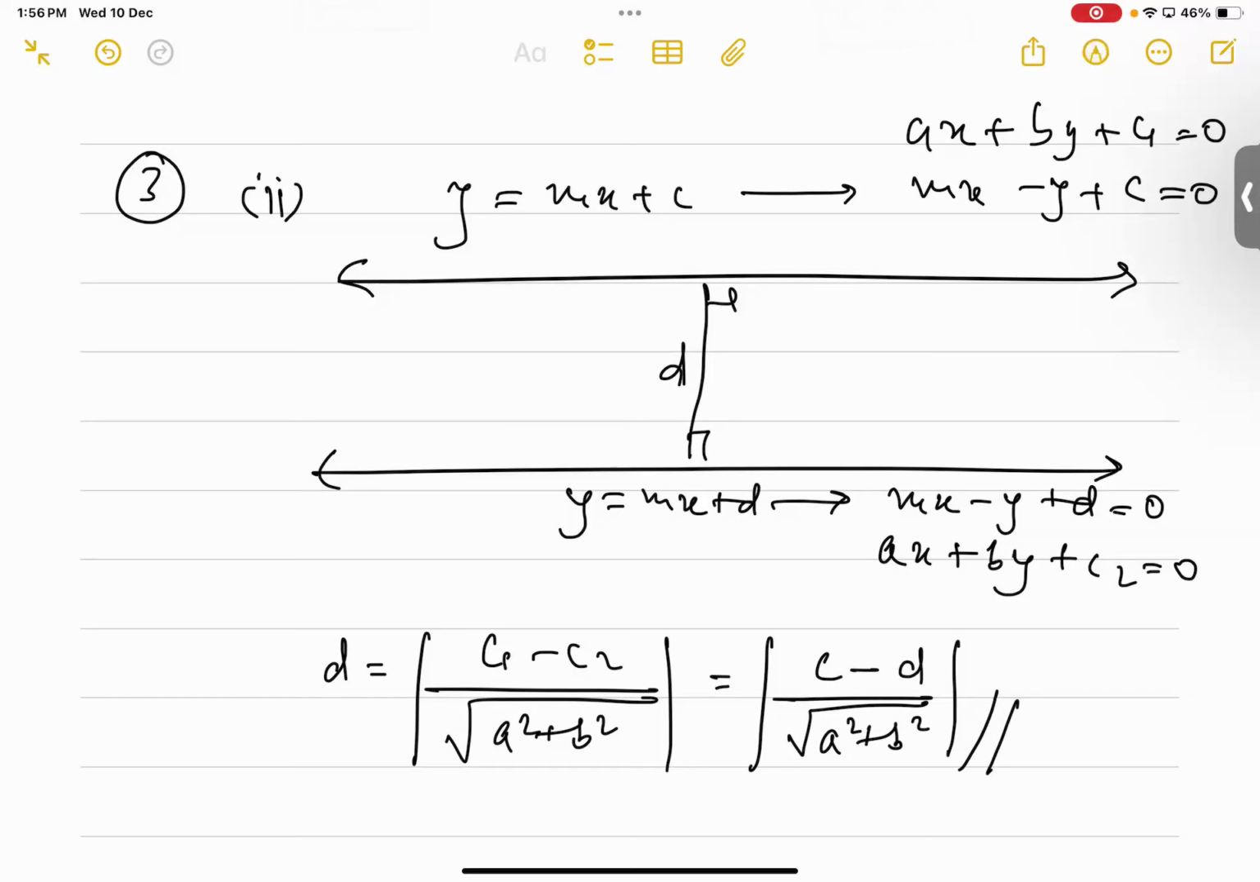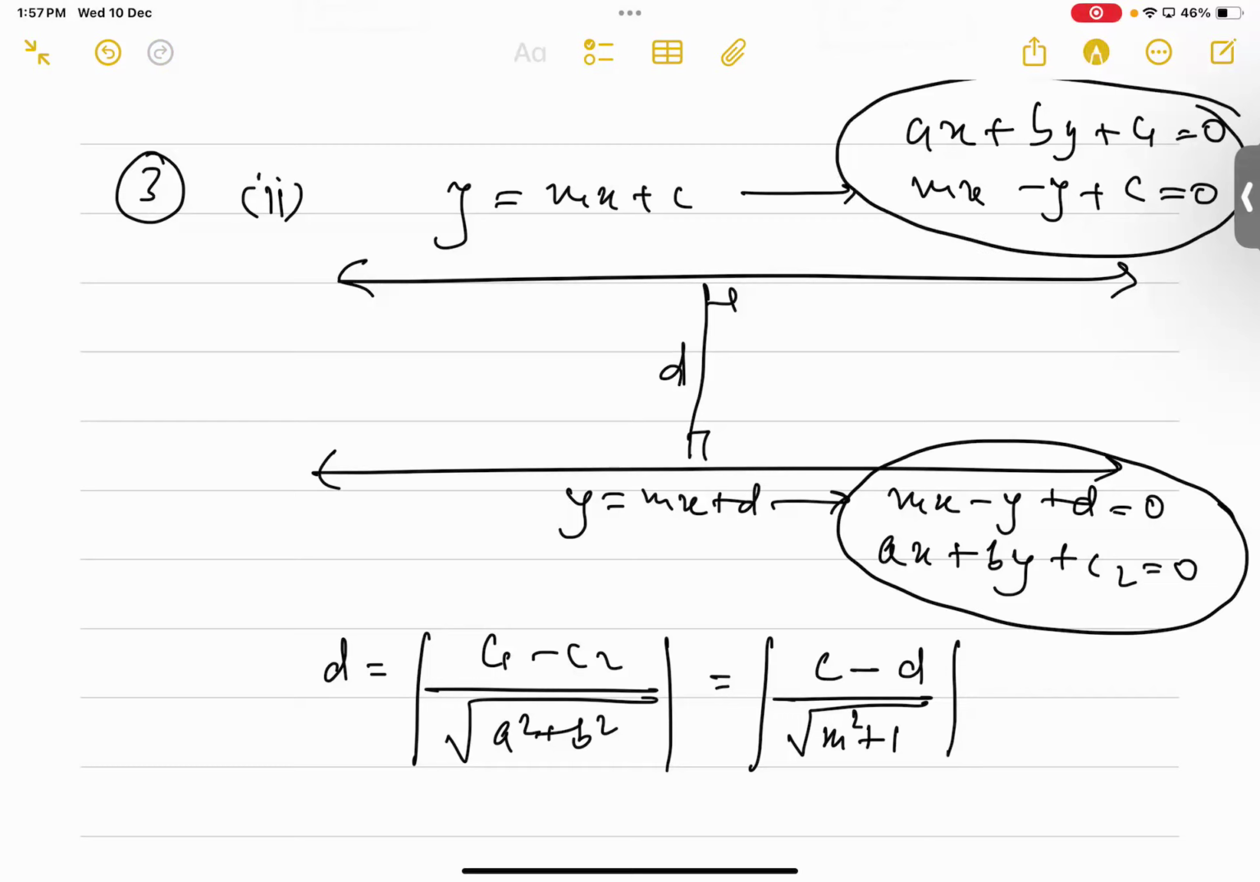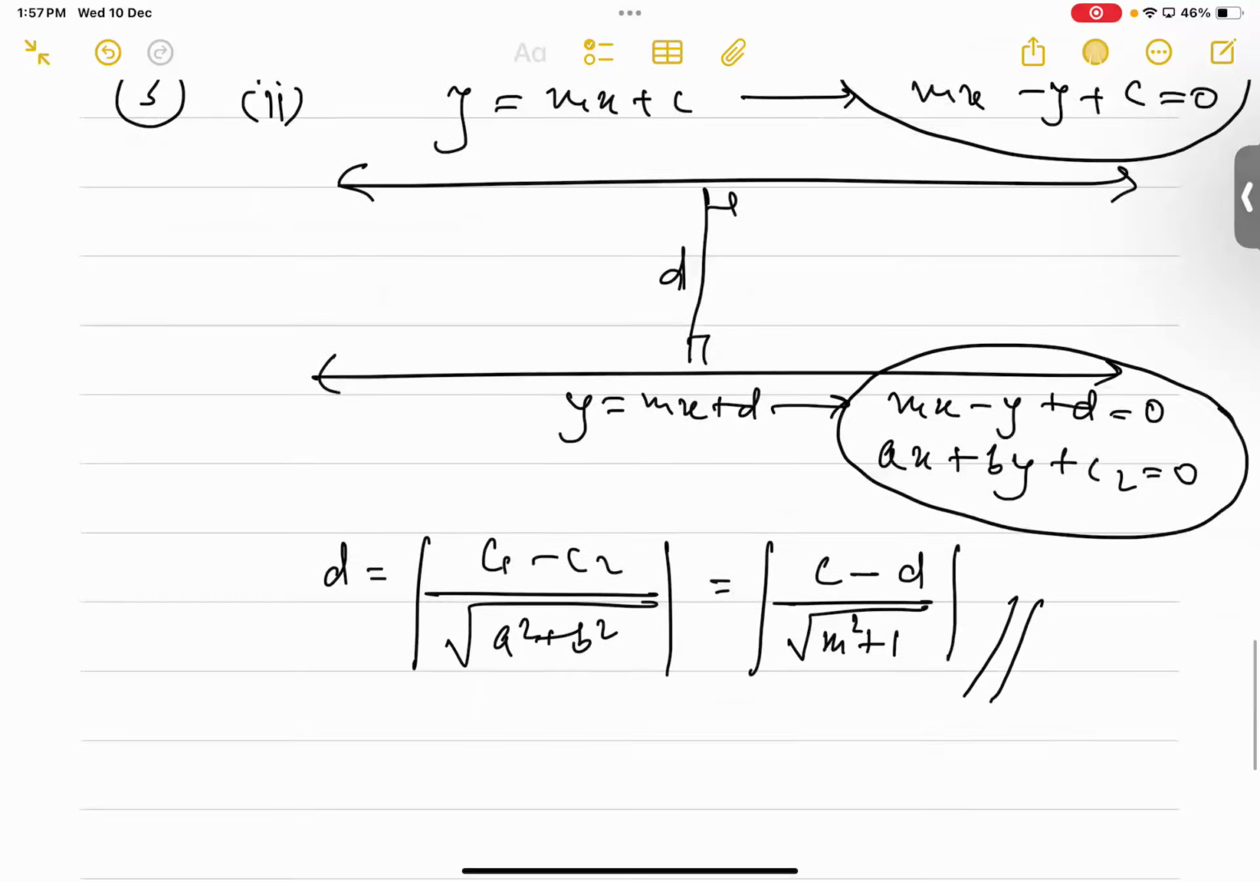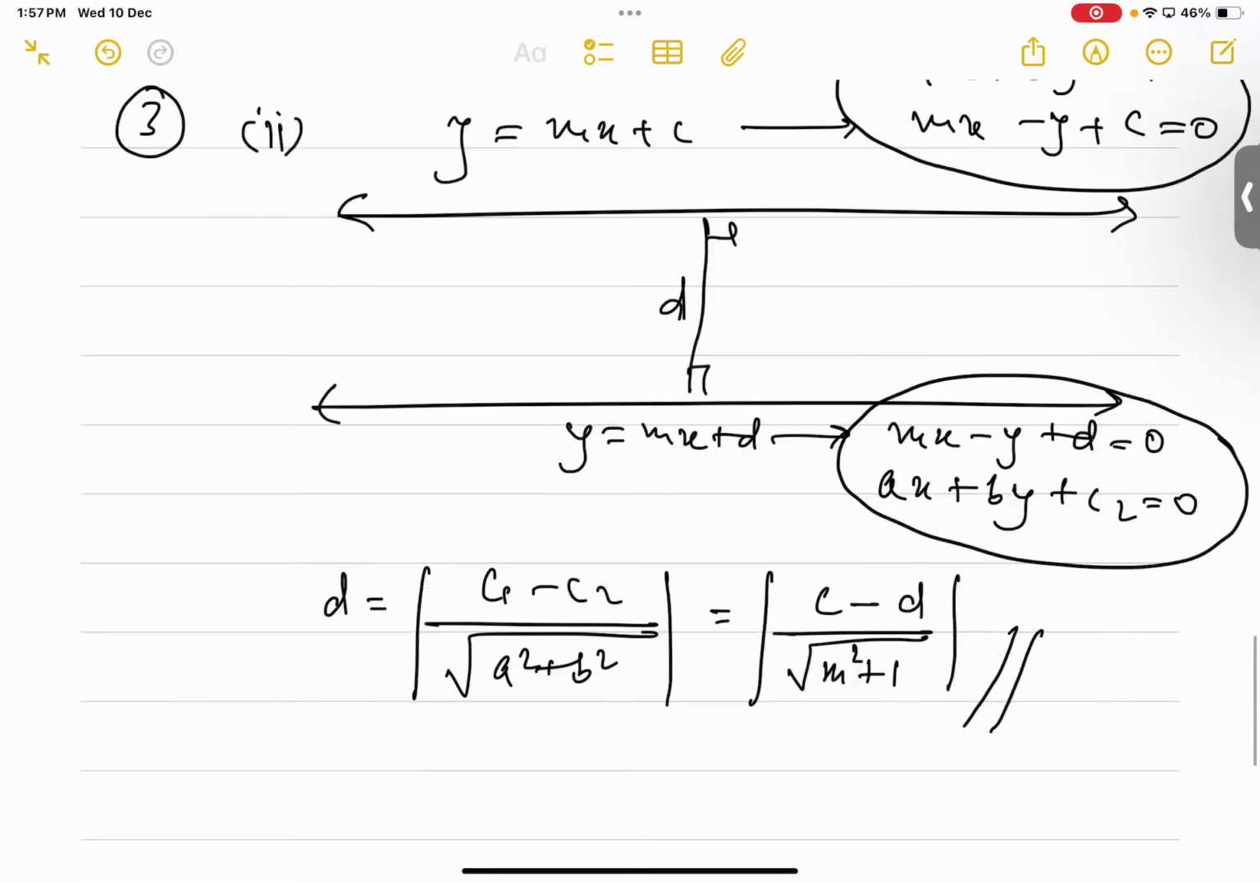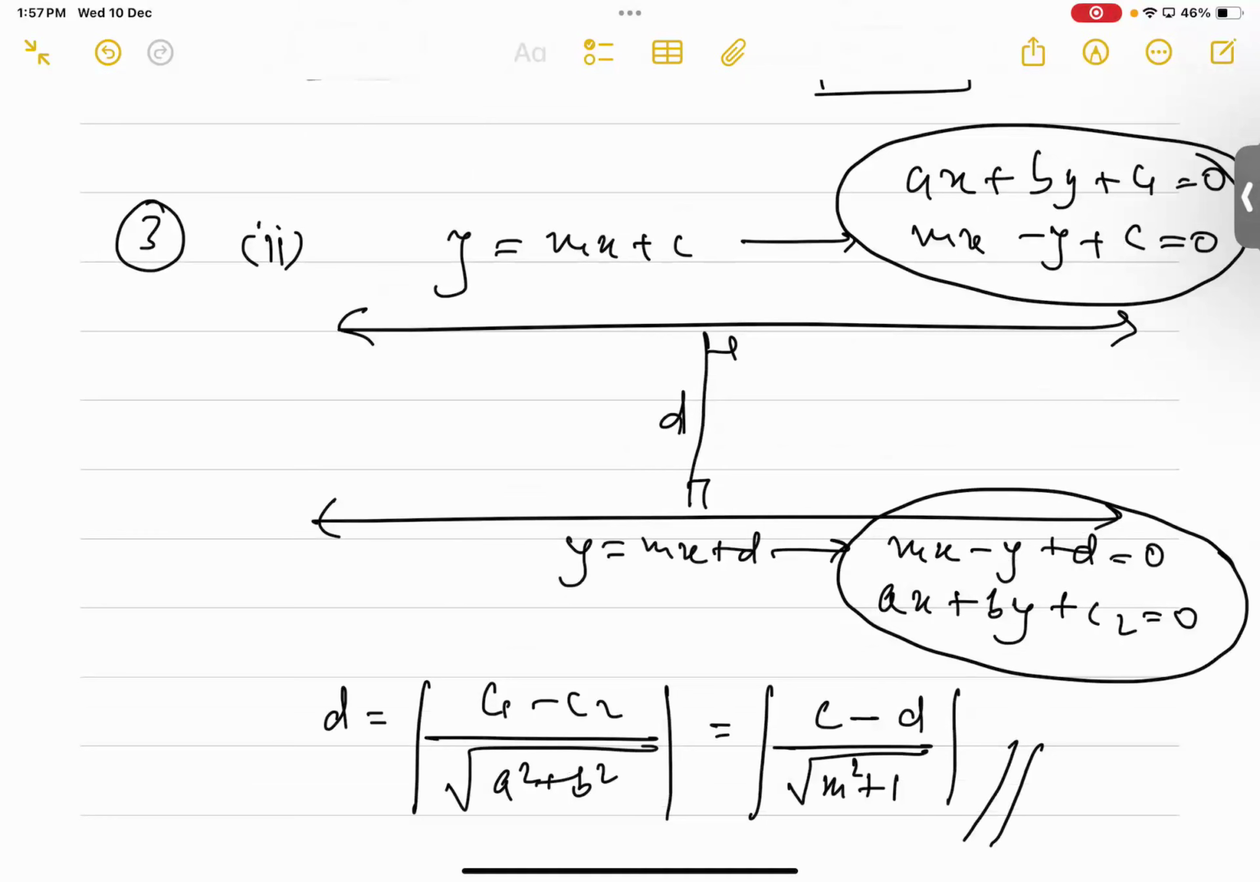A and B, yes, of course we know, because A is m and B is minus 1. Those values we can put. A is m, so m square plus minus 1 the whole square, which is 1. You can compare and get the values of A and B. So this is the final answer. You can put units over there. So always get the format of the general form ax plus by plus c is equal to 0.